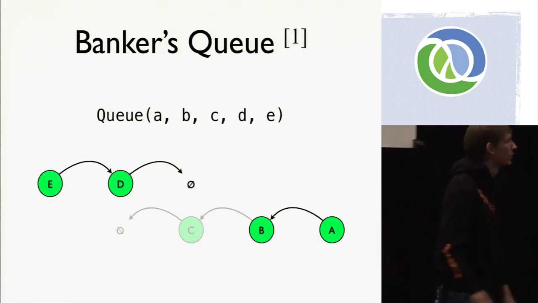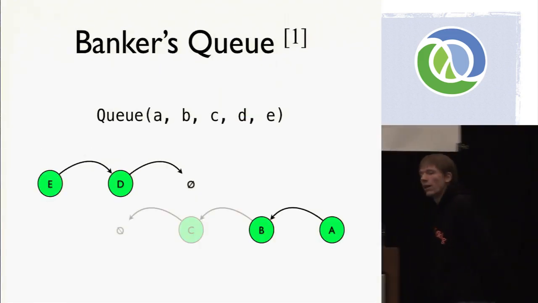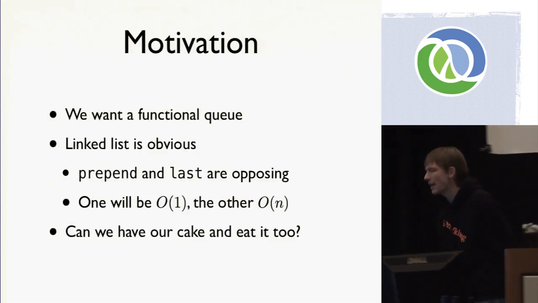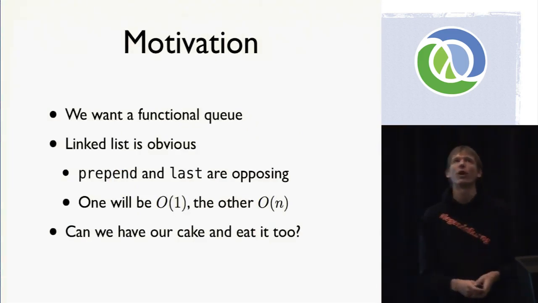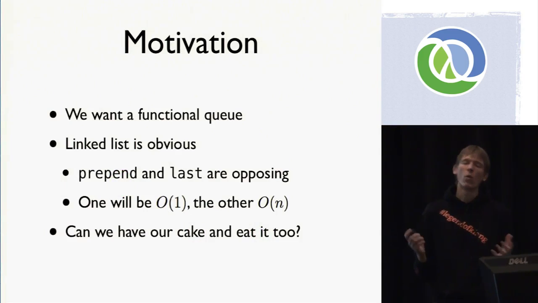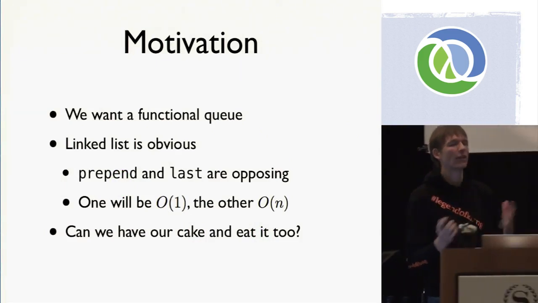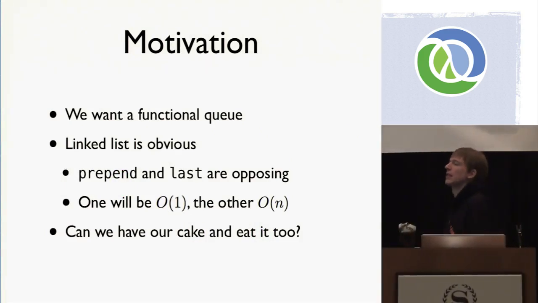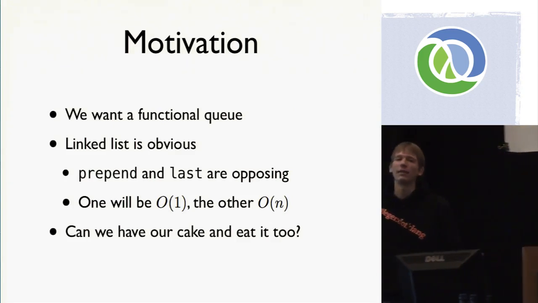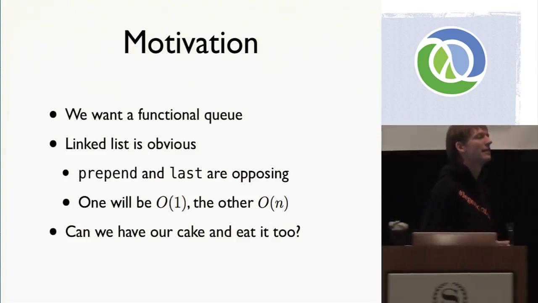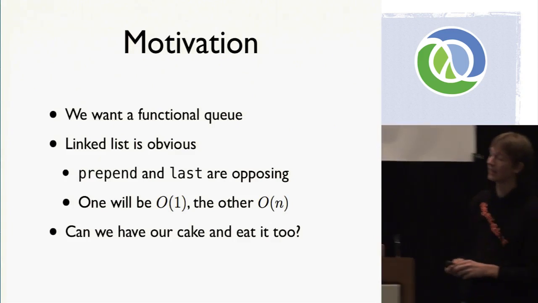So, Banker's Q. Okay? Well, what is Banker's Q? Well, Banker's Q comes from a motivation for a functional queue. We want a functional first in, first out data structure. And the most obvious thing to do here is to use the linked list, right? It's a nice sequential data structure, very easy to implement in a functional context.